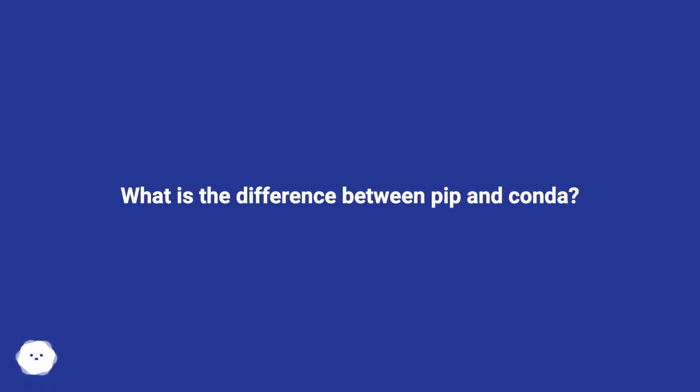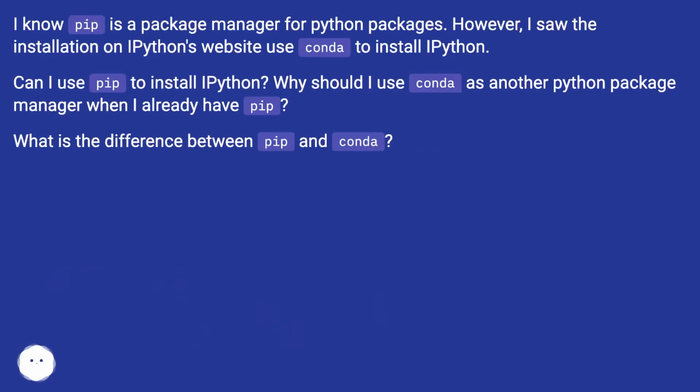What is the difference between pip and Conda? I know pip is a package manager for Python packages. However, I saw the installation on IPython's website use Conda to install IPython. Can I use pip to install IPython? Why should I use Conda as another Python package manager when I already have pip? What is the difference between pip and Conda?